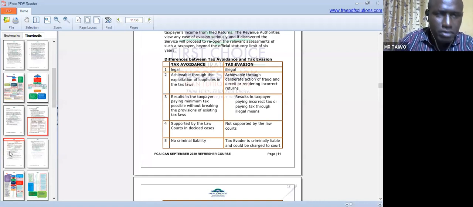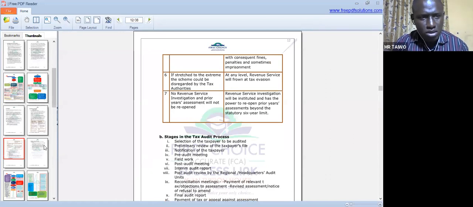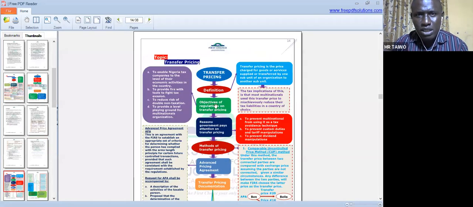Now, quickly, we have done all this one, so we don't need to repeat them. Now we're going to the next one. Topic 3. Transfer pricing.